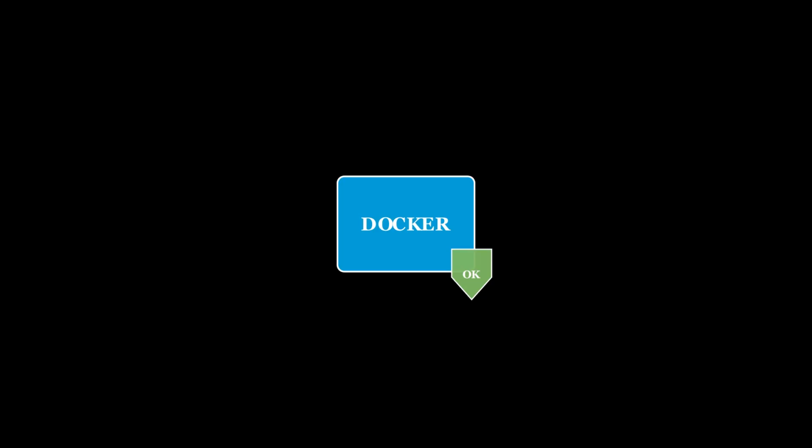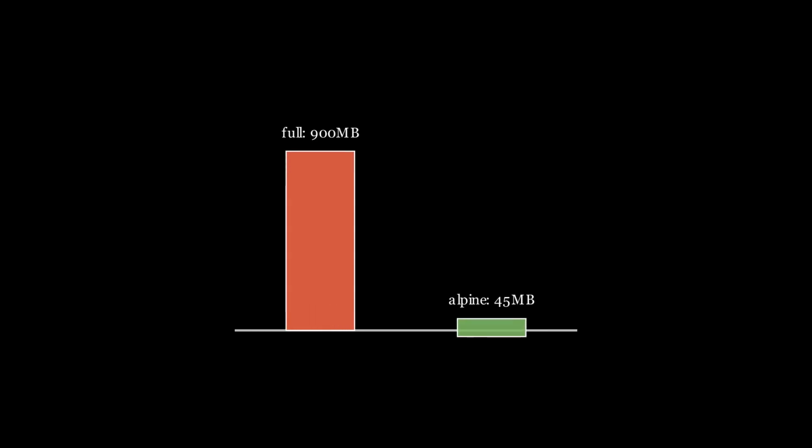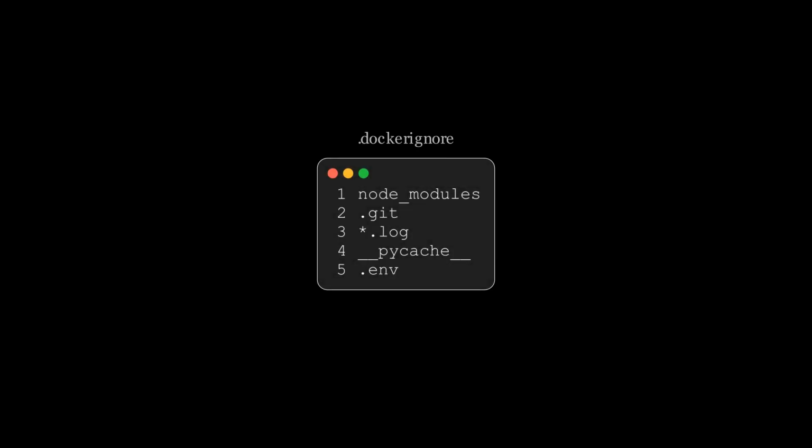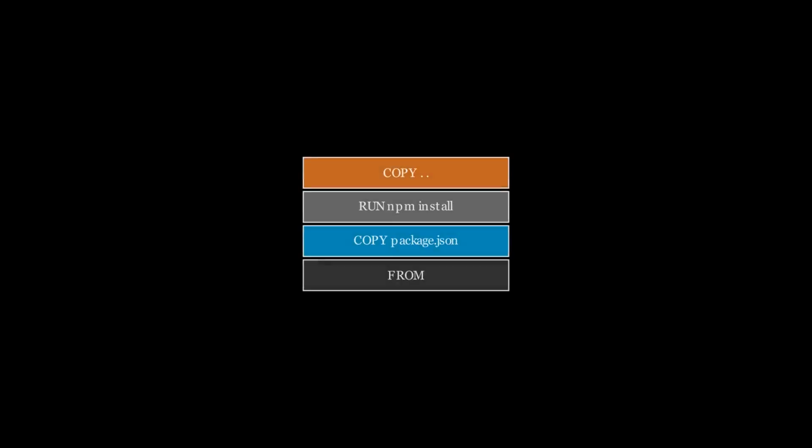A few habits separate a good Docker image from a bloated one. Start from a slim base image. Alpine or slim variants can be one-tenth the size of the full one. Use a .dockerignore file so build artifacts and dependency folders never even reach the build context. Order your Dockerfile instructions from least to most frequently changing so the layer cache actually helps you.